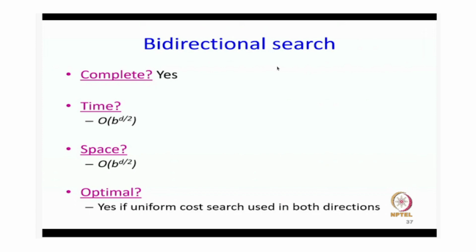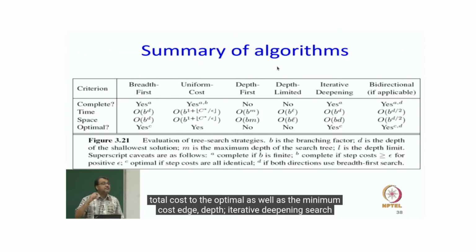That's why. Is it optimal? If I give you a problem, will it find a path whose cost will always be minimum? Yes, uniform cost search can be used in both directions. If you use the uniform cost search technique in both directions, doing forward and backward, then finally yes, it can give you the optimal solution.